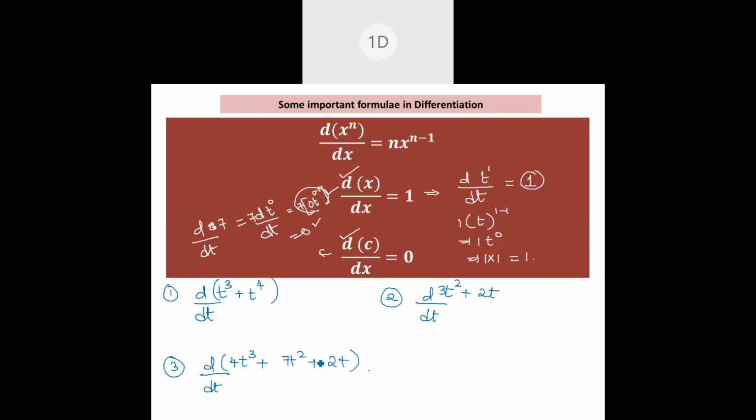Okay, first you try it, then I will do. So how to do it when addition is there? Separately differentiate this t cube, and separately differentiate this t power 4, using the t power n formula.